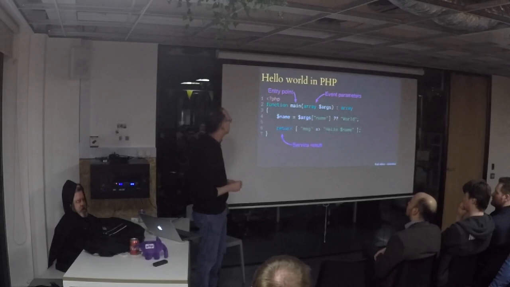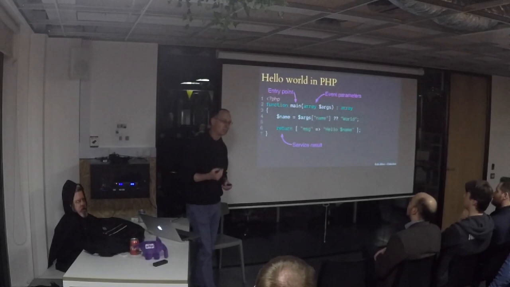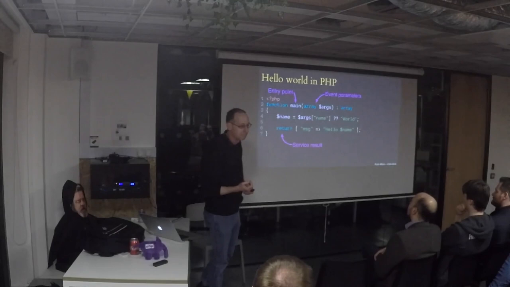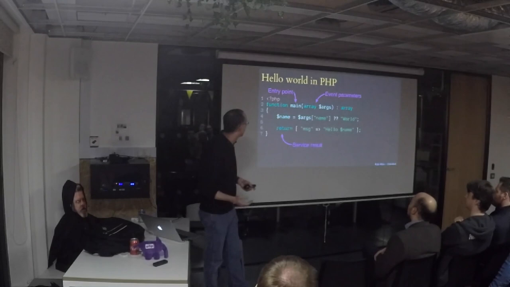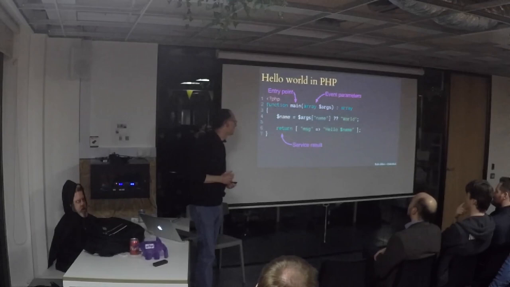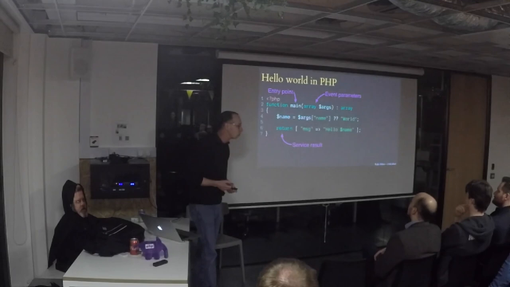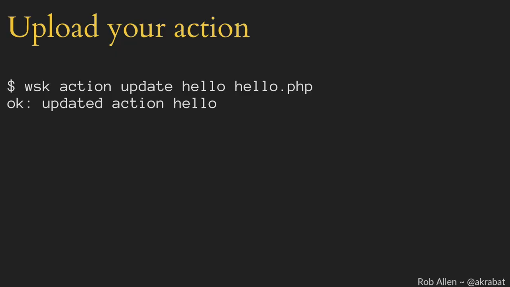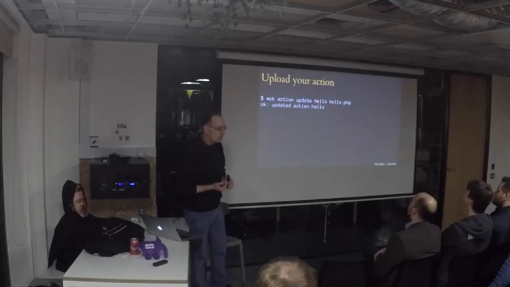All your input to your function, to your action, comes in through that array of arguments, the event parameters. This makes testing really easy. You do some work. So in line 4, we are going to look for the name parameter. If it doesn't exist, we're going to use the word world. And then you have to return some sort of result. We call it the service result. It can be whatever you like. If it's a dictionary, it will turn into JSON for you automatically.